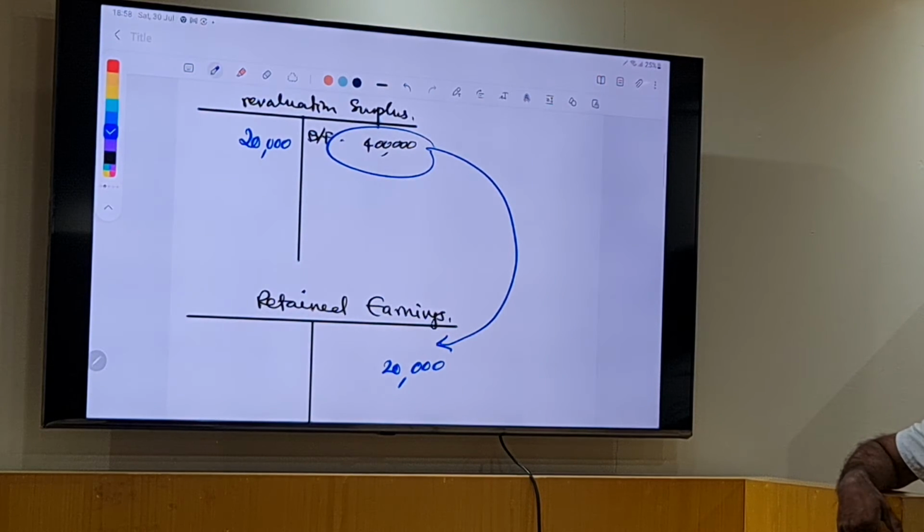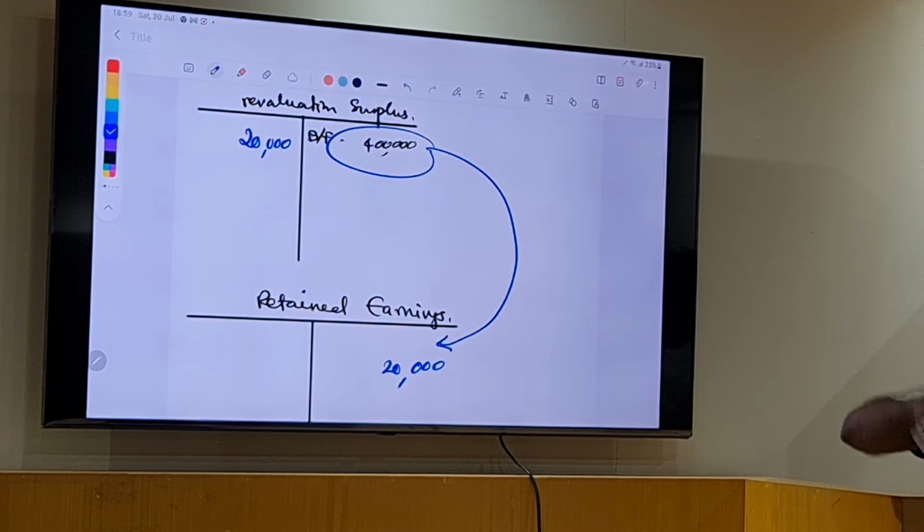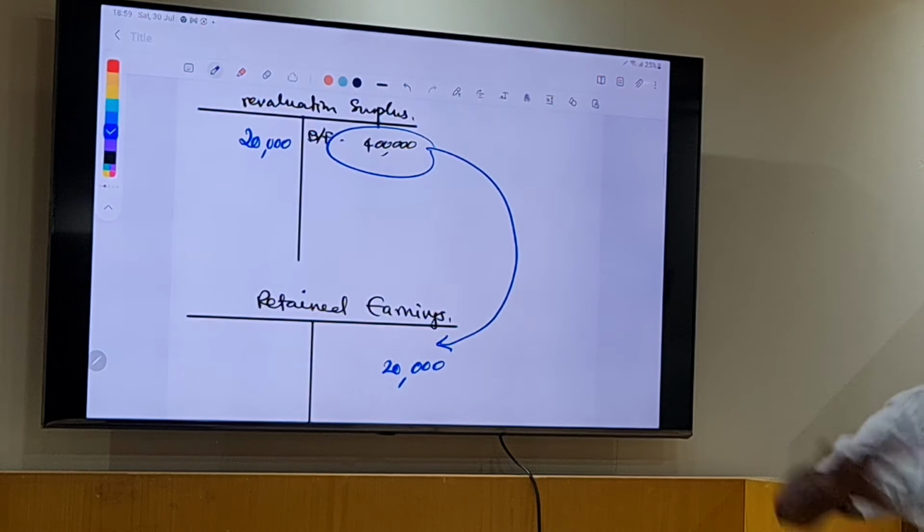First you need to think about the nature of the account. Bank account normal nature is debit. Retained earnings normal nature is credit. Sales, and this revaluation surplus also, same thing. These two accounts are the same nature, opposite to the bank. Bank is asset. These two are equity.